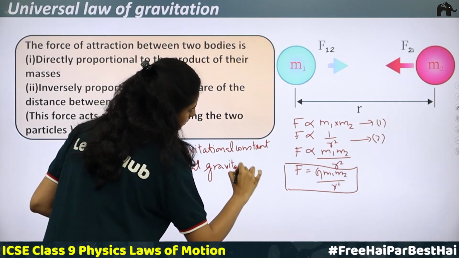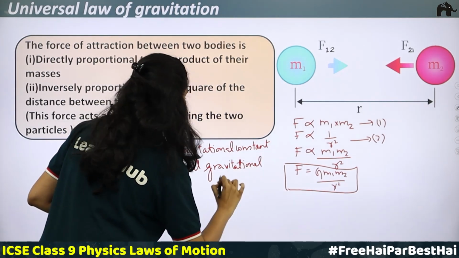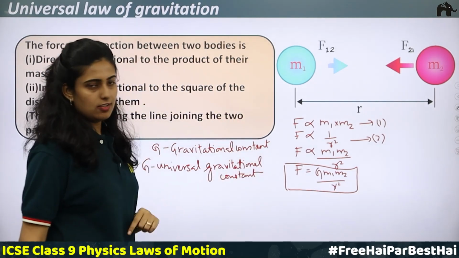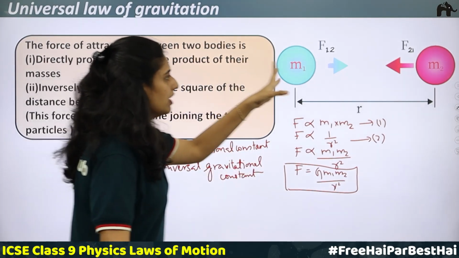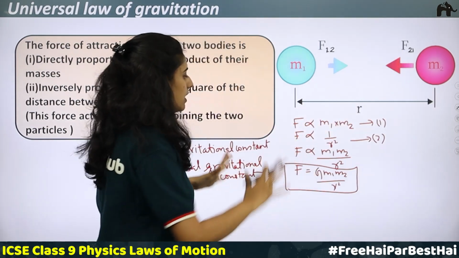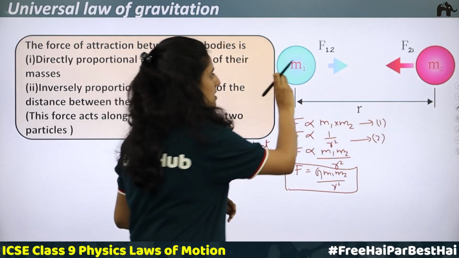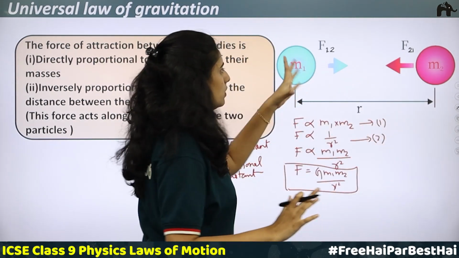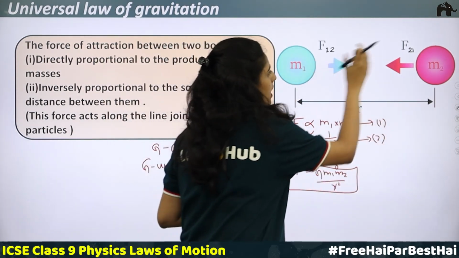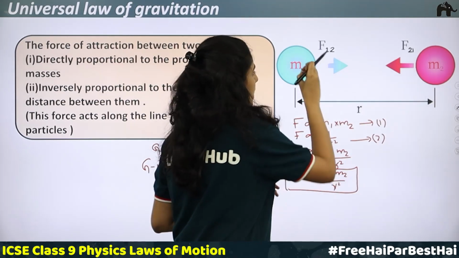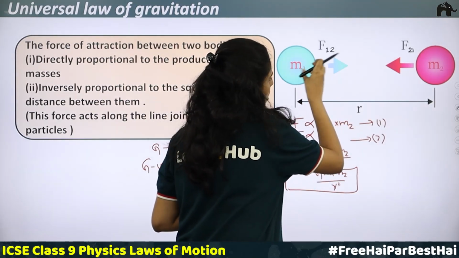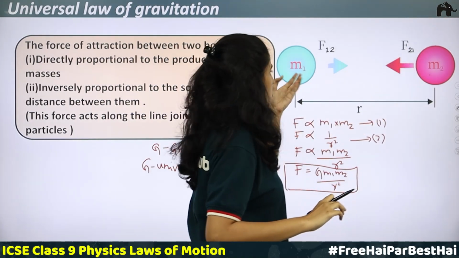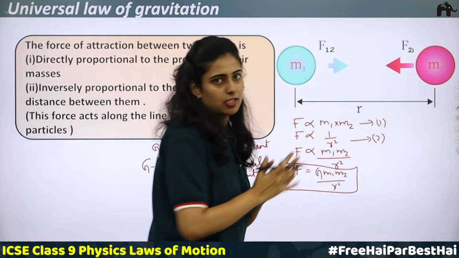This is a universally accepted value and therefore G is called the universal gravitational constant. Now, F12 and F21: when you take the magnitude, the masses m1 and m2 are the same, and the distance of separation is also the same. So the magnitude of F12 and F21 will be the same. That is, the force of attraction on m1 by m2 and the force of attraction on m2 by m1 will be the same in magnitude.